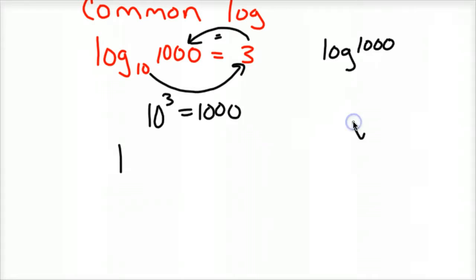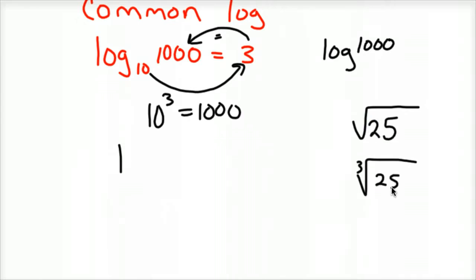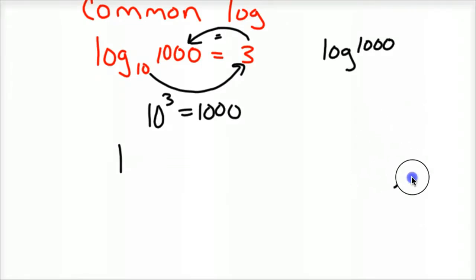Just like if you had the square root of 25 versus the cube root of 25. Here we assume there's a 2 if nothing's listed. It's the square root. But if you go beyond the square root, you have cube roots, fourth roots, things like that. That's maybe off on a tangent, but that's the common logarithm.